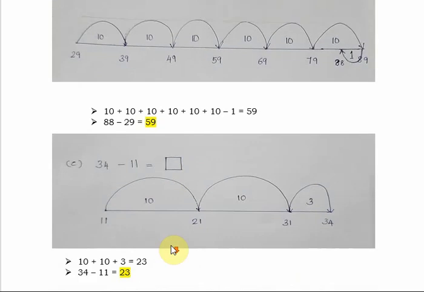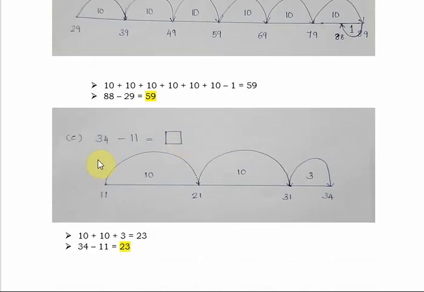Now let us move on to the next question. Next question given here is 34 minus 11. So we have to find out how much is 34 minus 11. So which is the smaller number here? The smaller number given here is 11. So we have to start from 11. Okay. So we have to make the jumps of 10. So from 11, on the first jump of 10, we reached on 21. And on the second jump, we reached on 31.